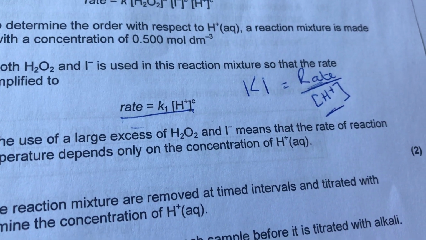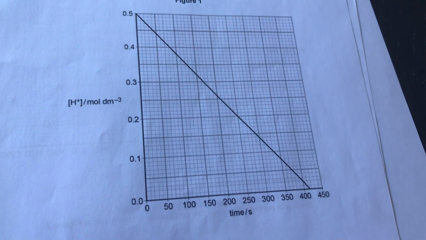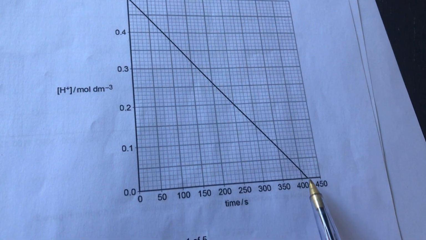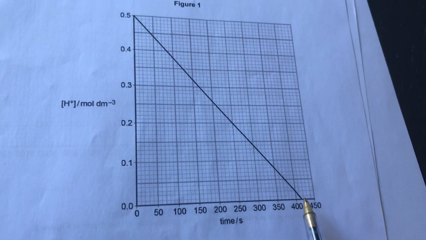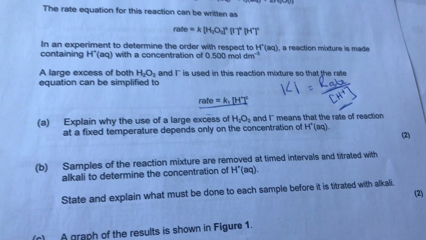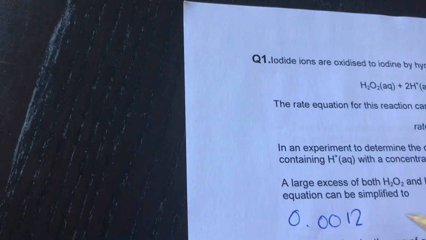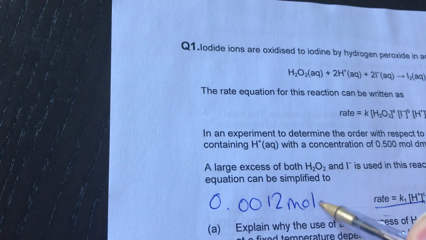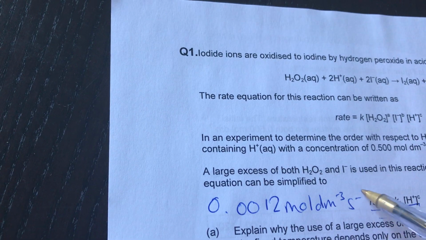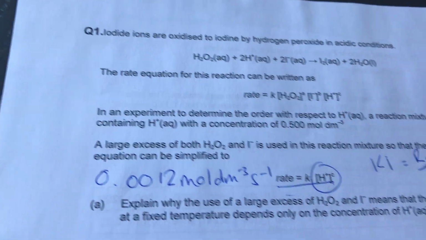So we then need to work out what the rate is, and we can do that using our graph. So we can say change in Y, which is 0.5, divided by change in X, which is 415, gives you, I think, 0.0012. And then the units, well, they're just going to be the units for rate. So it's going to be 0.0012 moles decimeters to the -3, seconds to the -1. Okay, and that's because this is 0 order.